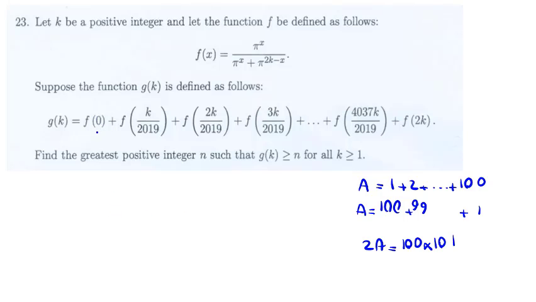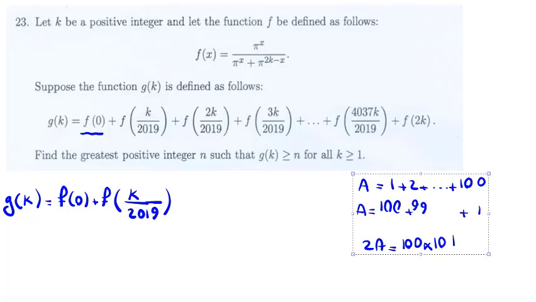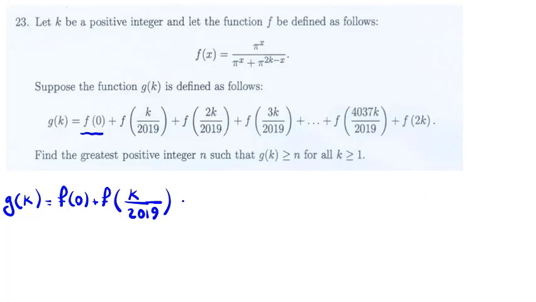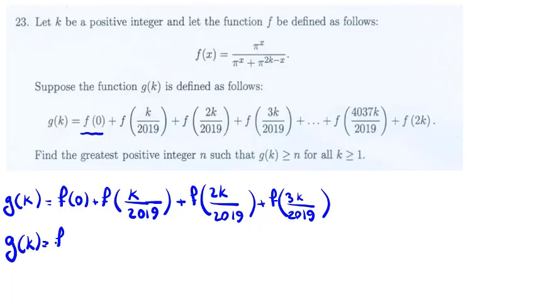Here again, we want to use the same thing. We say, okay, it is f of 0 and it is f of 2k. Consider this and this one. Let me write. g of k is f of 0 plus f of k over 2019. Let me erase this part. I just want to remember this. Plus f of 2k over 2019 plus f of 3k over 2019.